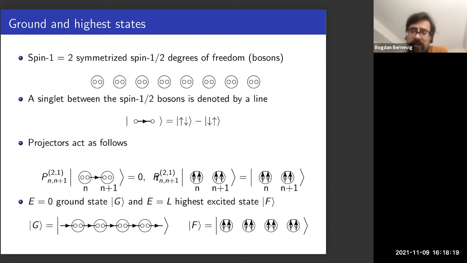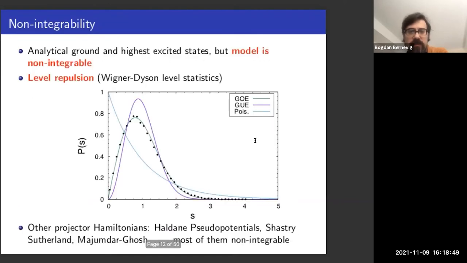And of course, the highest state is the ferromagnetic state. This is the expression, because it projects onto spin two. The ground state of this Hamiltonian has energy zero. Of course you can shift it, but the one that I wrote before, which is the sum of these projectors, has energy zero, and the ferromagnetic state is the highest excited state. So you can write the ground state exactly. And despite this fact, the model is non-integrable.